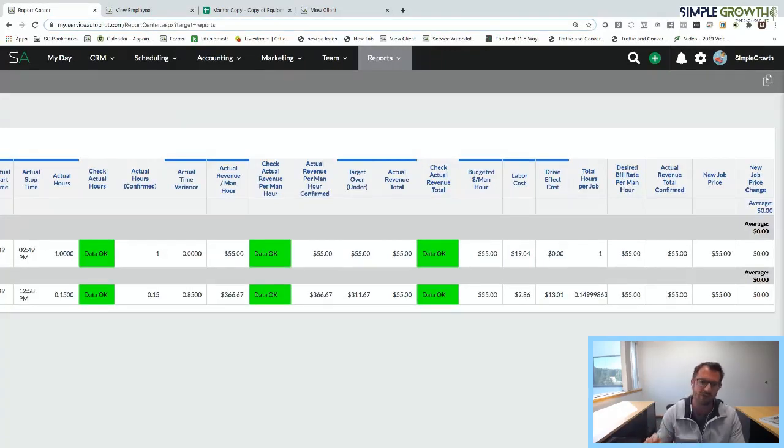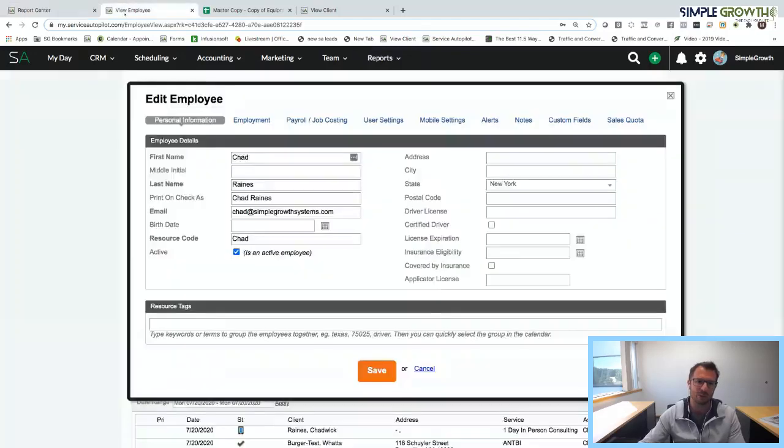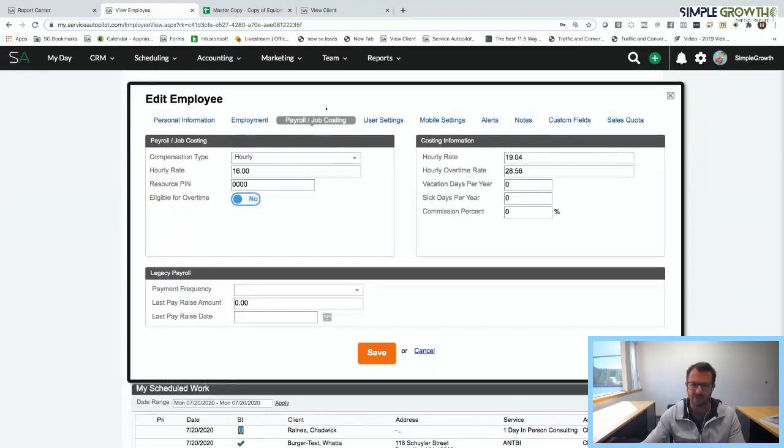So what we want to do first and foremost to make this work is go to the employee area, and go into Payroll Job Costing. This is under Teams, Employees. You'd click into the actual employee, and this is what you'd have here. We want the hourly rate. In this example, this gentleman's getting paid $16 an hour.